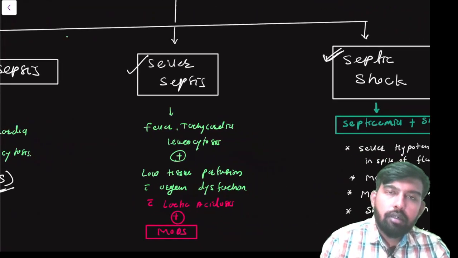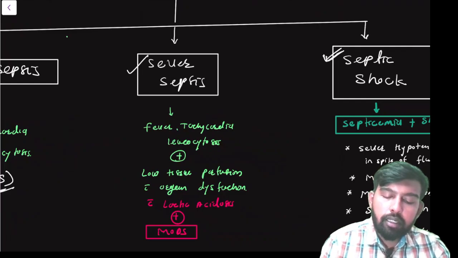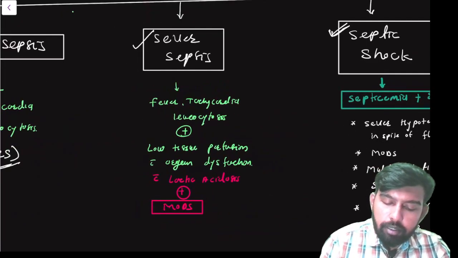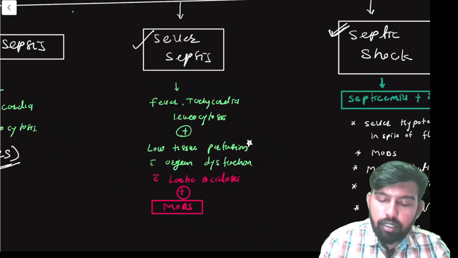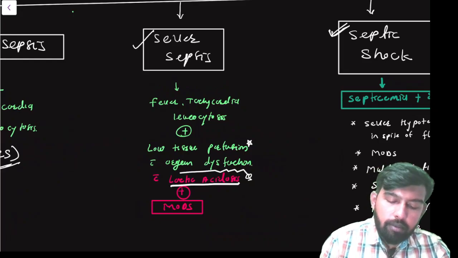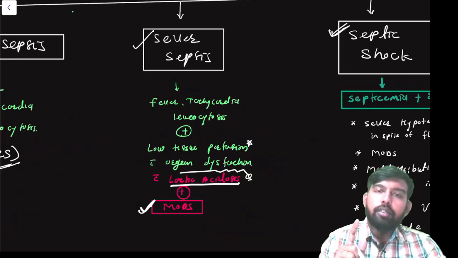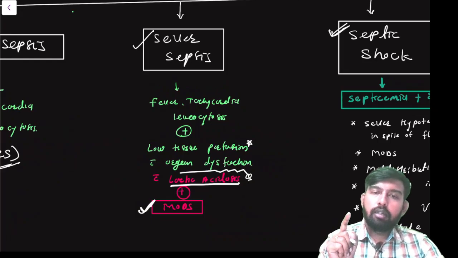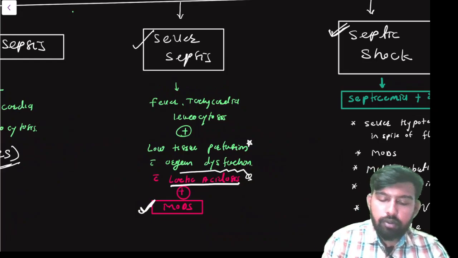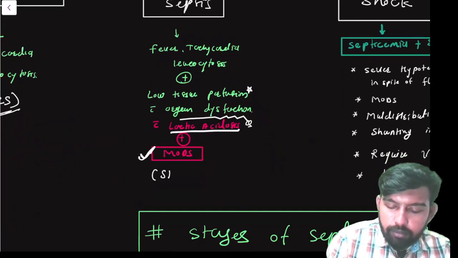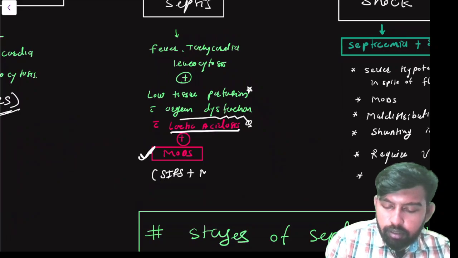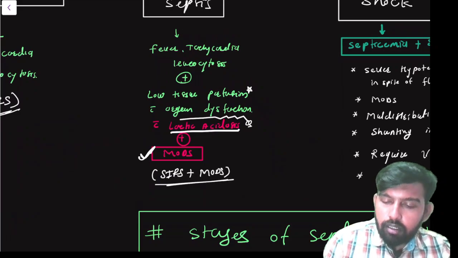In severe sepsis, with the presence of fever, tachycardia and leukocytosis, there is additionally the presence of low tissue perfusion and organ dysfunction with the presence of lactic acidosis. So multi-organ dysfunction starts to occur in case of severe sepsis. So severe sepsis is SIRS plus multiple organ dysfunction syndrome. So severe sepsis is SIRS plus MODS.